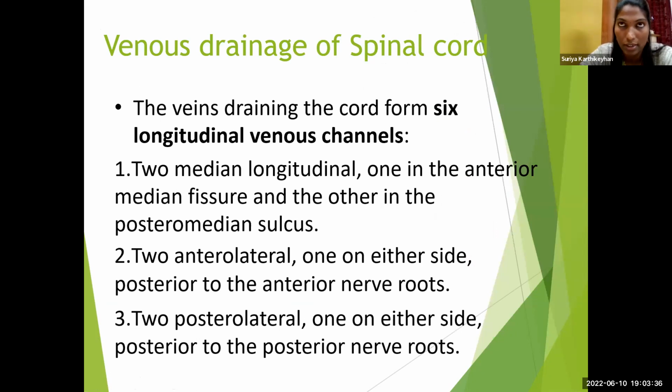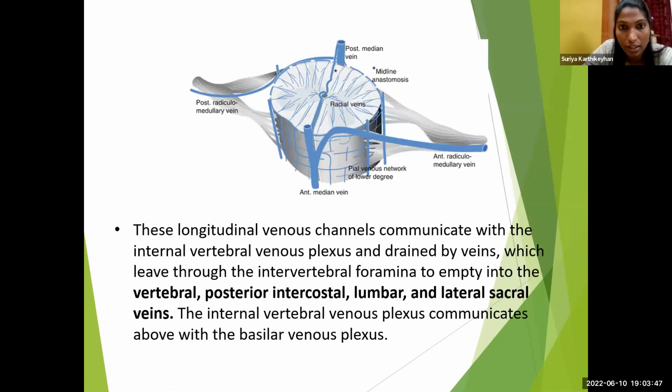Coming to the venous drainage. Again, we have longitudinal channels. All these arteries and veins are longitudinal channels. There are six longitudinal venous channels. Can you see the veins? They run along the longitudinal aspect of the spinal cord. These are called longitudinal veins. We have median channels on the anterior and posterior aspect, the anteromedian channels. Also along the lateral aspect, we have the anterolateral channels, and posteriorly the posterolateral channels.